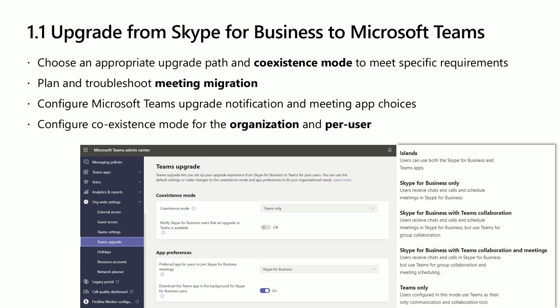After you switch the pilot user to Teams-only mode, user might report that the meeting doesn't migrate to Teams. What are the troubleshooting steps? How would you check the meeting migration status? You also want to understand the user experience. How would you configure the app preference? And whether you will turn on the upgrade notification.